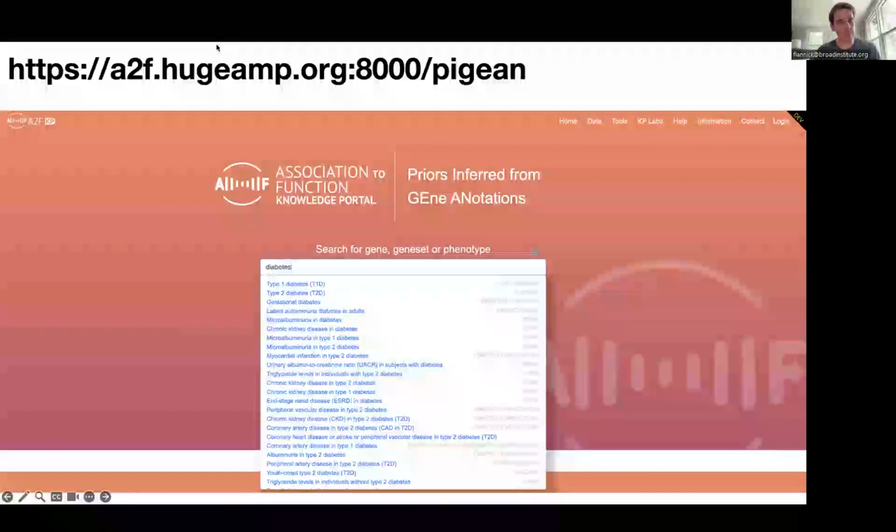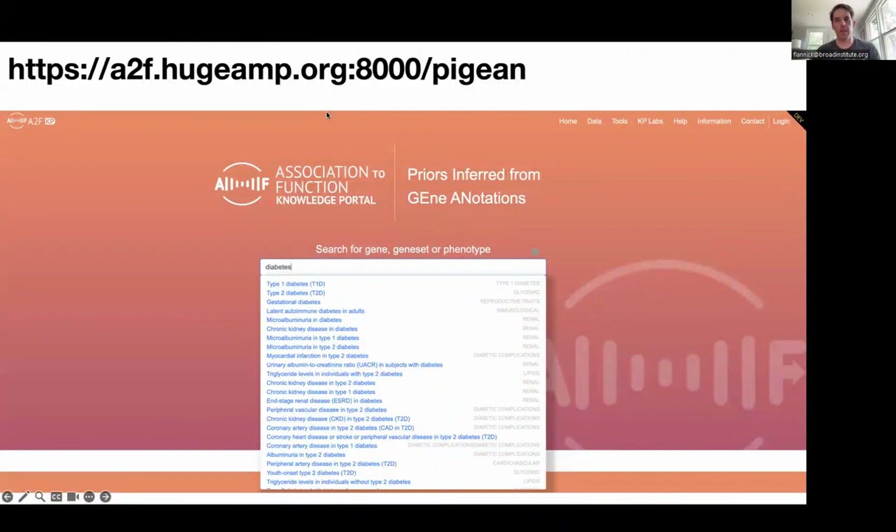Okay, so this URL, which we are not going to send out, but I suggest you write down or take a screenshot of if you're interested, is the URL you can play around with this at. It's at our portal, :8000/PIGEAN. And actually any portal on our network you can use this for. So if you just wanted to use the common metabolic disease knowledge portal, you could just do hugeamp.org. If you wanted to use the cardiovascular portal, you could do cvd.hugeamp.org. Any of the URLs with an 8000 after it /PIGEAN should take you to this.